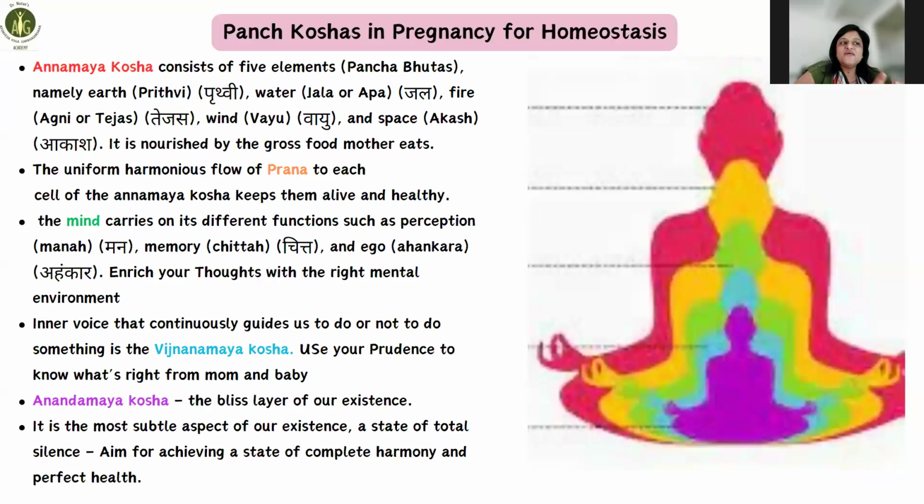Annamaya kosha, which all of us can see, feel every day, experience: the blood and flesh that body is made up of the 5 elements. We have to nurture it during pregnancy through the right diet, right ahar and vihar, so annamaya kosha. Then comes the pranamaya kosha. Of course, the uniform harmonious flow that moves around the body is the pranamaya kosha. And each cell of the annamaya kosha helps keep the pranamaya kosha alive and healthy.